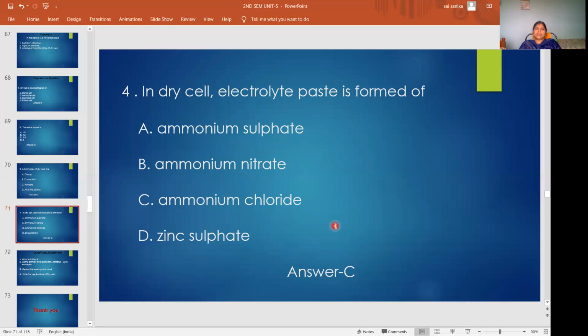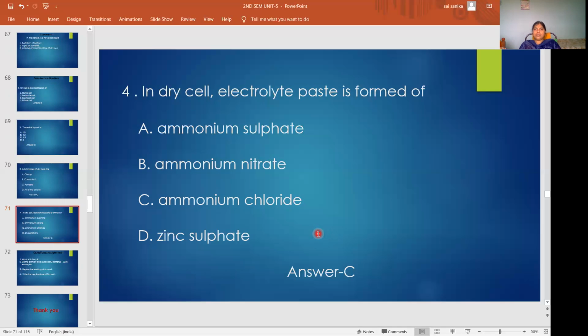Ammonium chloride. So there we are using paste of zinc chloride and ammonium chloride as electrolyte. So here only one is given, that is ammonium chloride. So answer is C. So like this you can expect this type of questions from this topic. So very simple topic, dry cell. Okay. So it is a primary cell. So you mainly have to remember it is a primary cell. It means you can't recharge that cell, they are not chargeable.